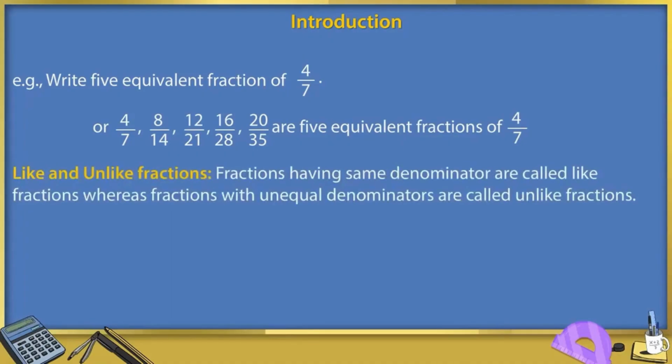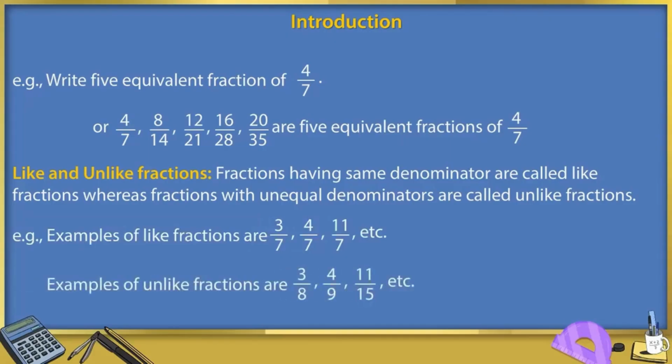Like and unlike fractions. Fractions having same denominator are called like fractions, whereas fractions with unequal denominators are called unlike fractions. Examples of like fractions are 3 by 7, 4 by 7, 11 by 7, etc. Examples of unlike fractions are 3 by 8, 4 by 9, 11 by 15, etc.